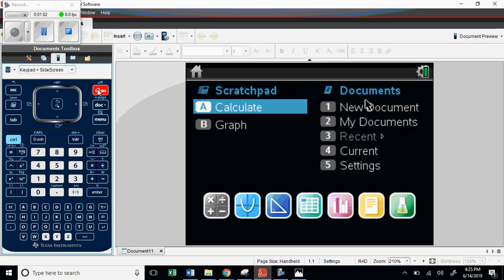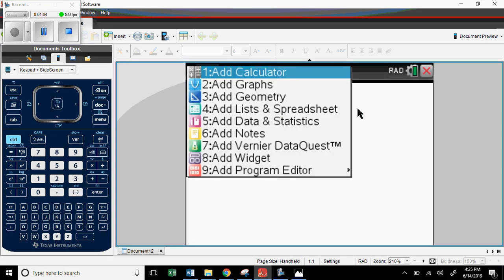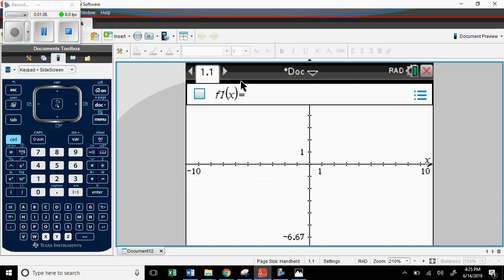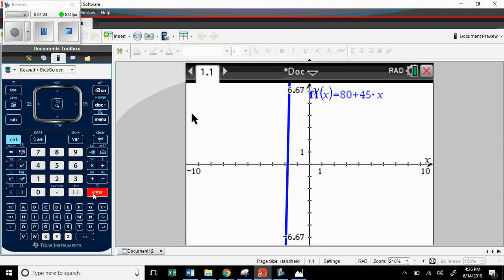So come on, new document. We want to graph this. F of X, in function notation, represents Y, is $80 plus $45 for each hour represented by X. We enter that, and we see this graph. The graph doesn't really tell us much.